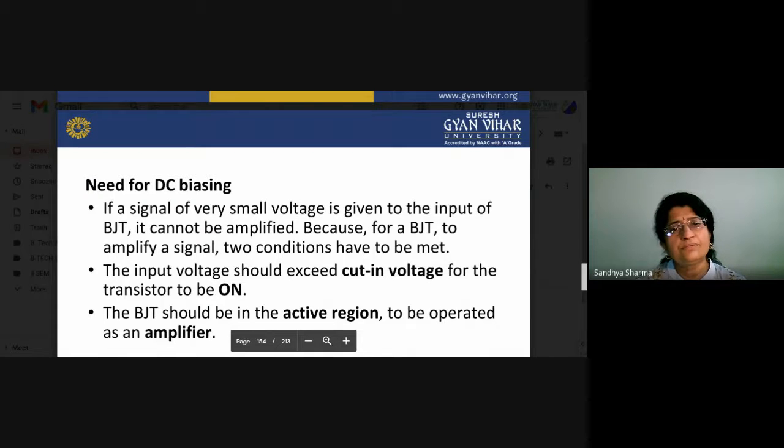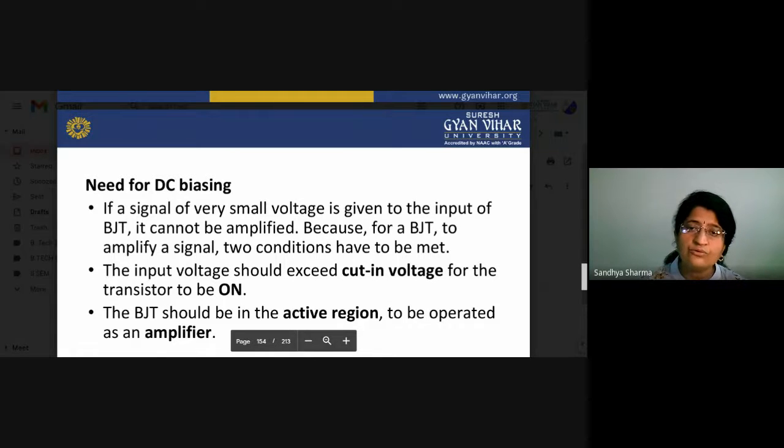First of all, why do we require DC biasing? Before starting to give your input signals, we have to properly bias our transistor. If a signal of very small voltage is given to the input of a BJT, it cannot be amplified, because for a BJT to amplify its signals, two conditions have to be met. First, the input voltage you apply should exceed the cut-in voltage of the transistor, so that the transistor is in the on state.